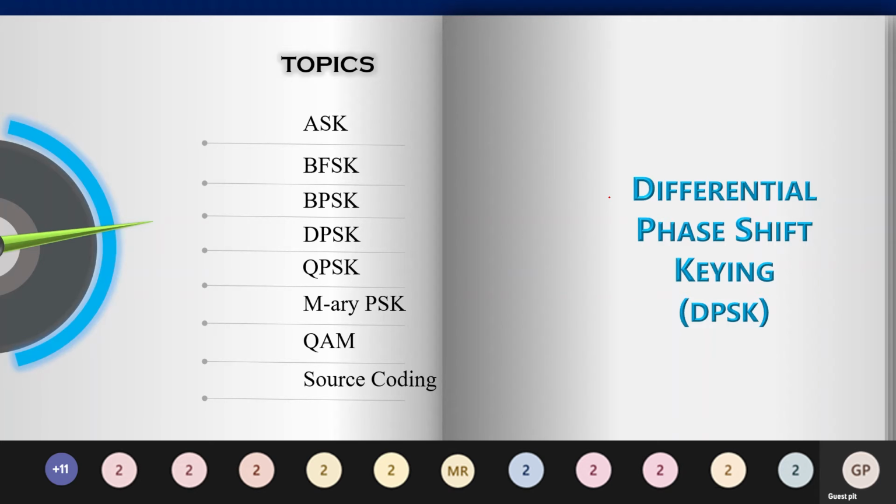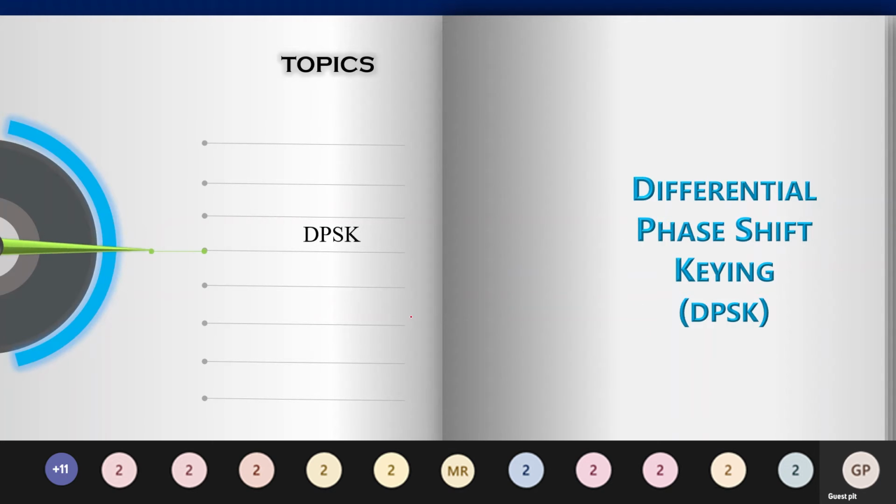So far in the 2000s they haven't asked. In the 90s alone they asked some problems related to differential phase shift keying. Anyway, you have to be aware of it. So we'll see DPSK, differential phase shift keying, now.